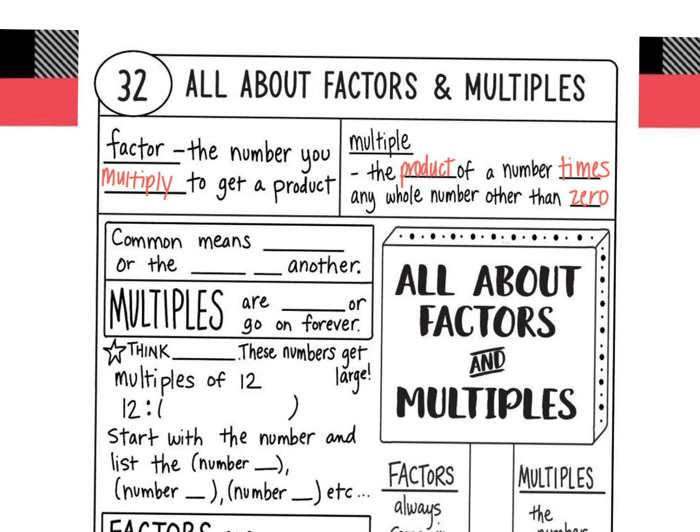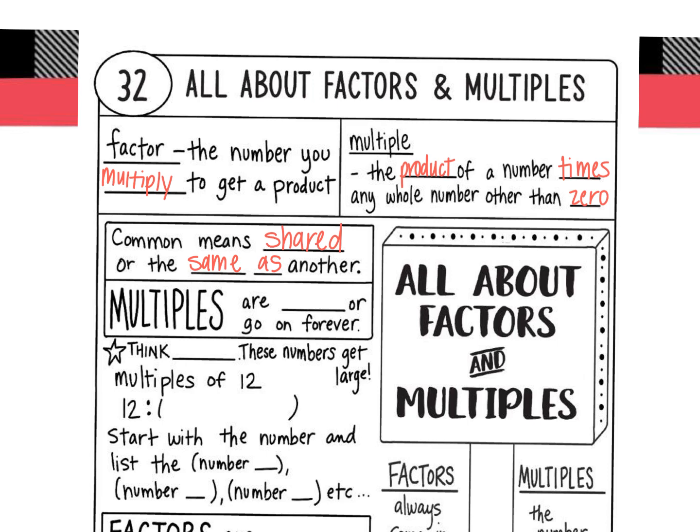Common means shared, or the same as another. So if we're talking about common multiples between two different numbers, if I said, what are my multiples of 6 and 8, and I listed out all of the multiples, then I said, what are those common multiples? You could pull out all of the multiples that 6 and 8 have in common, that they share. Okay, that's what that's talking about there.